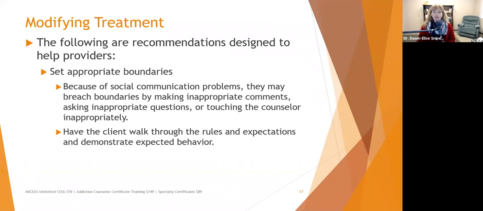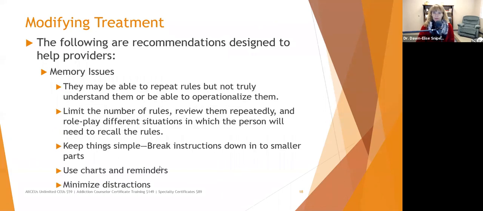I'm not judging you. I'm not angry with you for asking, but that's not something that's okay to ask me. Have the client walk through the rules and expectations and demonstrate expected behavior for any sort of situations. When they first start counseling, you may have to go over with them at the beginning of every session. Okay, now tell me about what you remember about what we're going to do today, or what are you excited about what we're going to do today, and have them tell you what's going to happen so you see kind of what they're seeing in their eyes or what they're expecting, and we can talk about whether they're on cue or not.